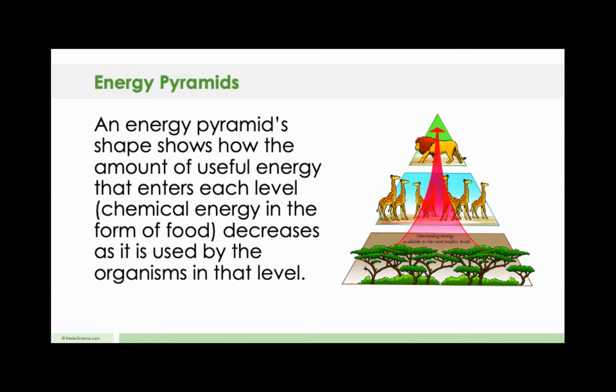Welcome to part two. So we last went over all of the different trophic levels that we've talked about, such as producers, consumers, decomposers, and everything. Now we're going to focus on the energy and how that gets transferred between each of those trophic levels. So an energy pyramid shows how the amount of useful energy that enters each level, which is chemical energy in the form of food, decreases as it's used by the organisms at that level.